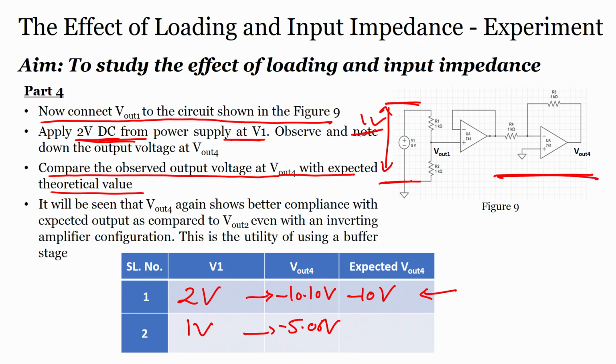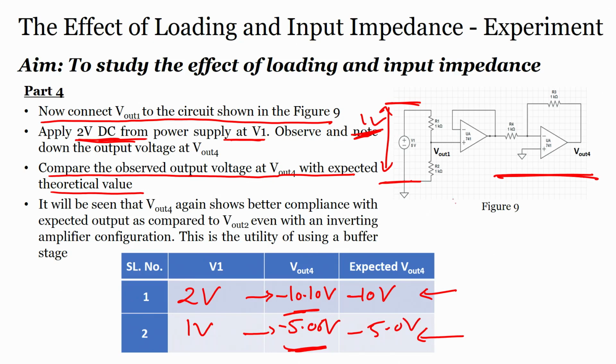So, when we applied 1 volt across the potential divider, what did we obtain? We obtained minus 5.06 volts, but when we applied 2 volts we obtained minus 10.10 volts. Now, what is the theoretically expected output V out? The expected output would be minus 5 volts, alright. How?